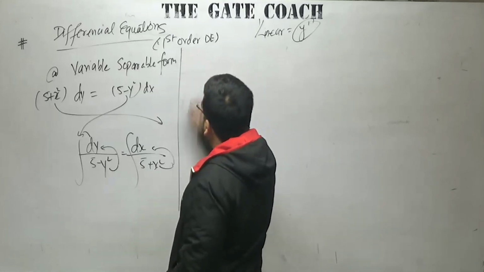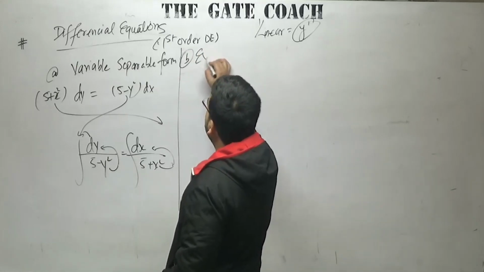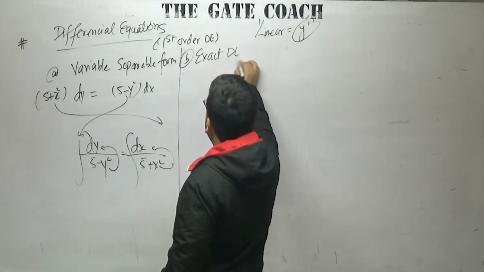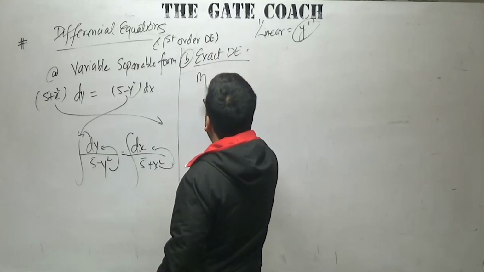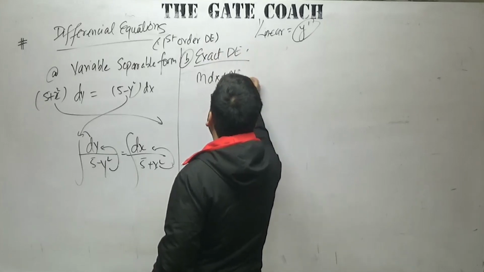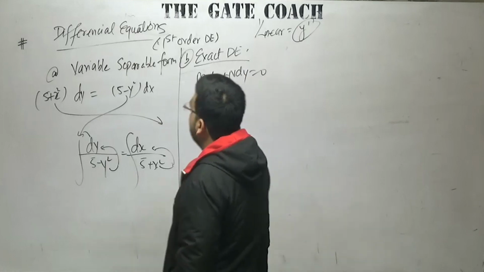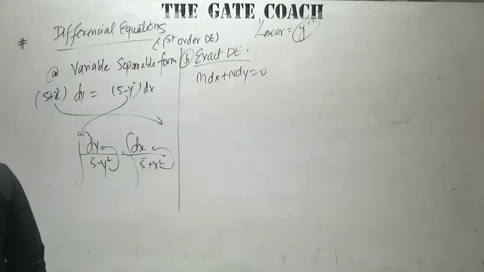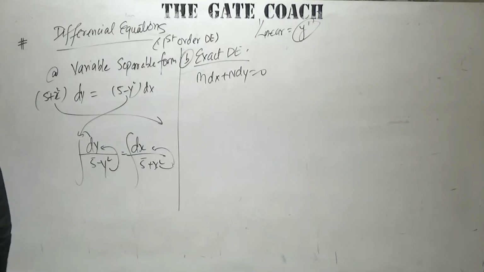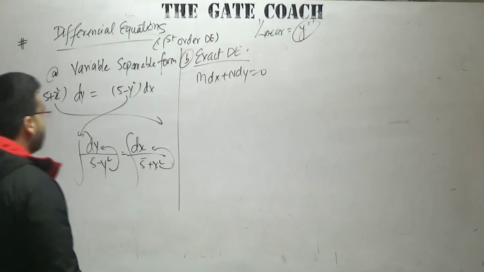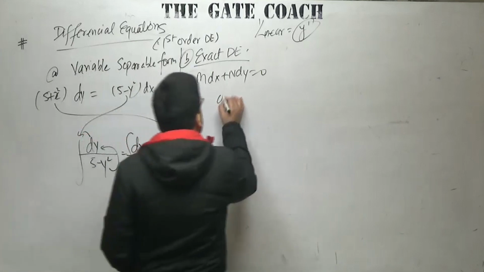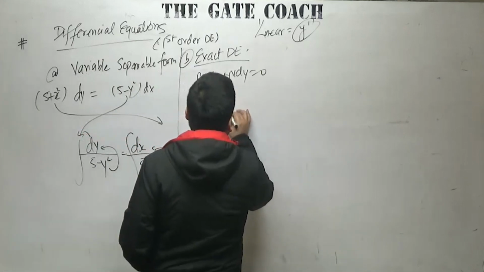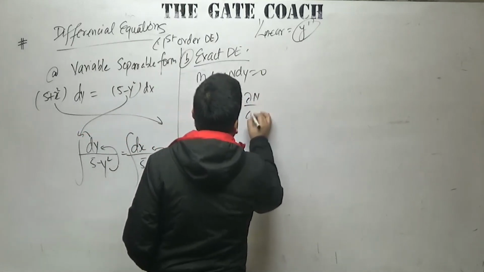After this variable separable form, we have the exact differential equation. An equation M dx plus N dy is equal to 0 is said to be an exact differential equation if dou M by dou y minus dou N by dou x equals 0, or dou M by dou y is equal to dou N by dou x.